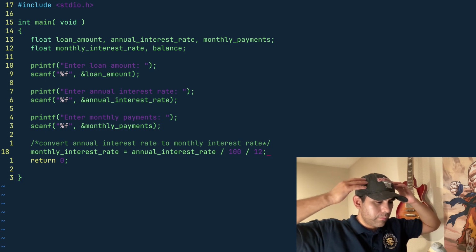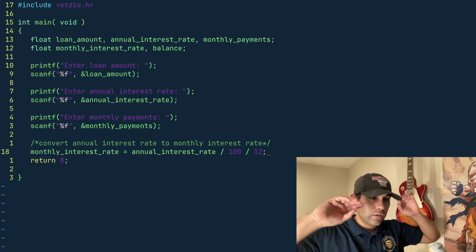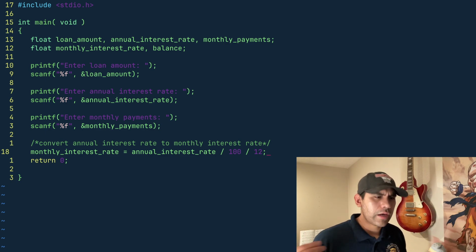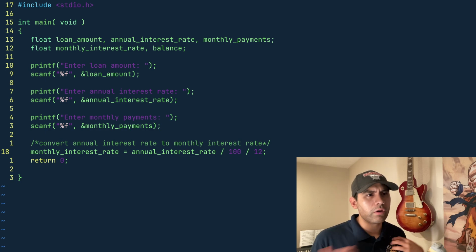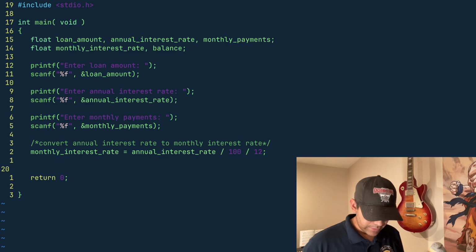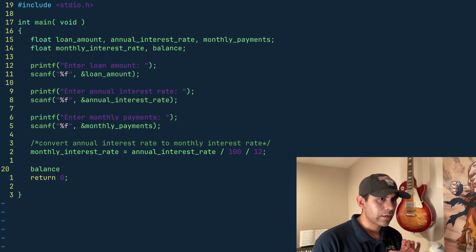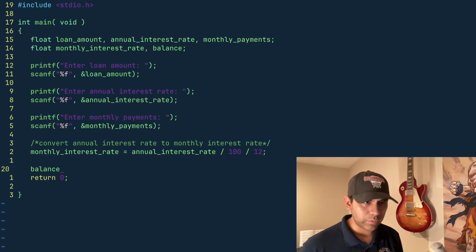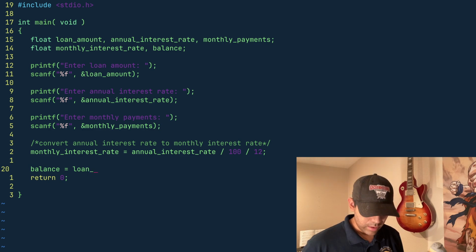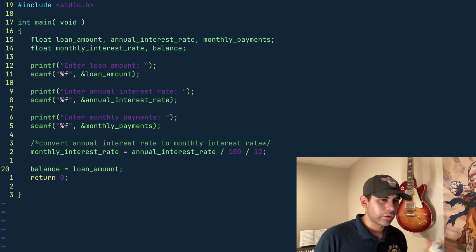Yeah, because we're dividing by 100. And then, okay, now that's our monthly interest rate. So annual interest rate divided by 100 divided by 12. And now our balance. We need our balance. Our balance at the beginning is going to be the same as our loan amount. So we set that to loan amount. Yeah, we set it the same. They're going to be the same. Correct?